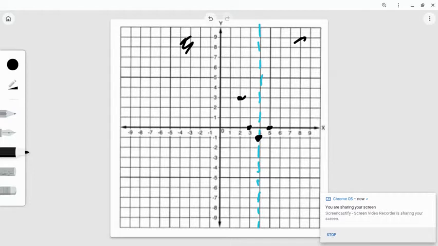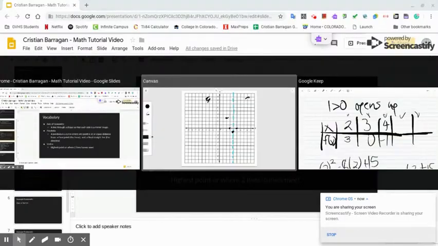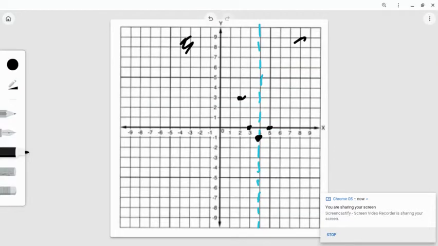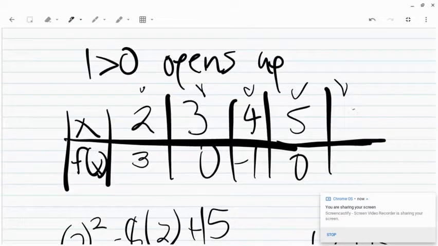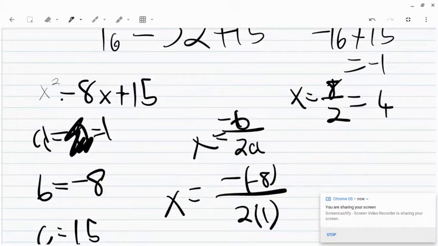So then that would be 5, 0, and then you would reflect this and it would give you 6, 3, and that is how you solve x squared minus 8x plus 15.